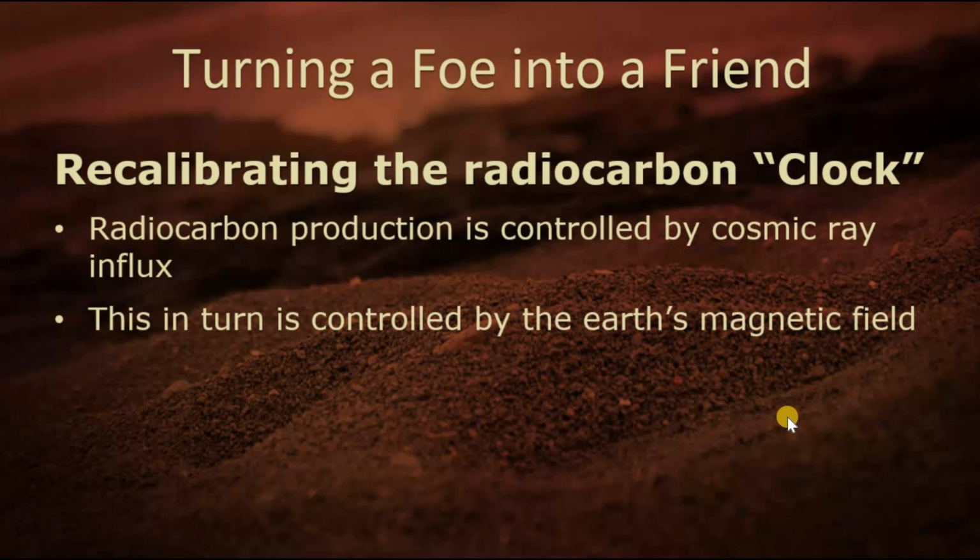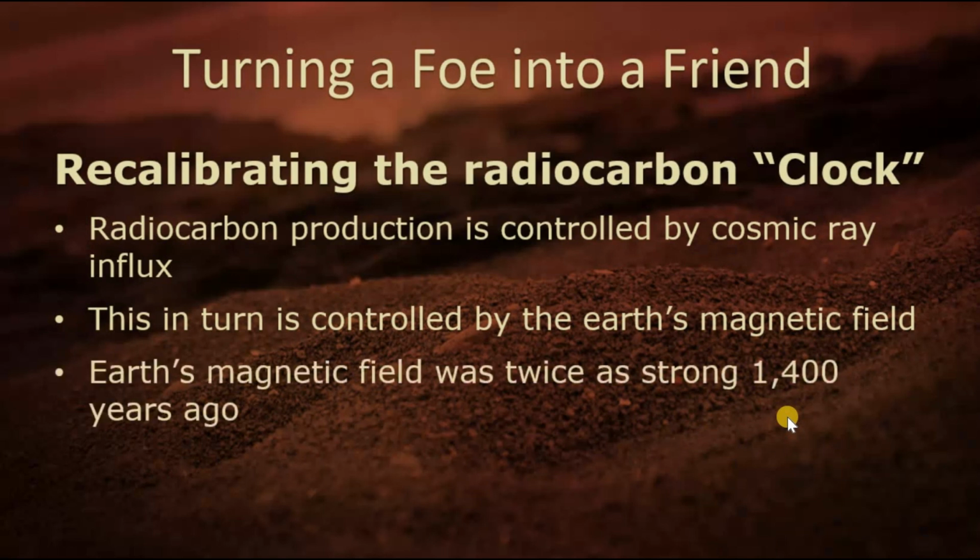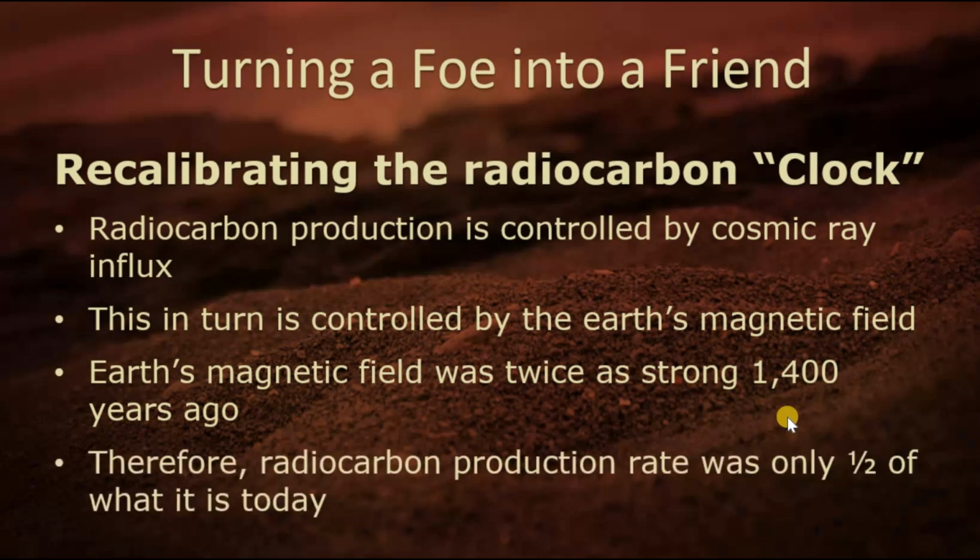Radiocarbon production is controlled by cosmic ray influx. This in turn is controlled by the Earth's magnetic field. The Earth's magnetic field was twice as strong 1,400 years ago. Remember, we said it's been decaying ever since. Therefore, the radiocarbon production rate was smaller than it is today.